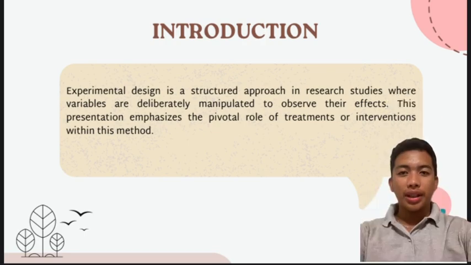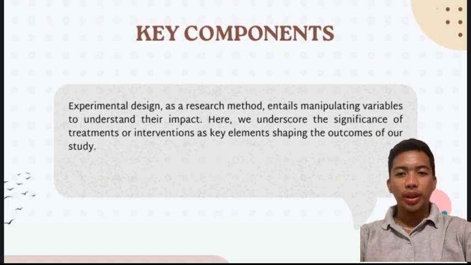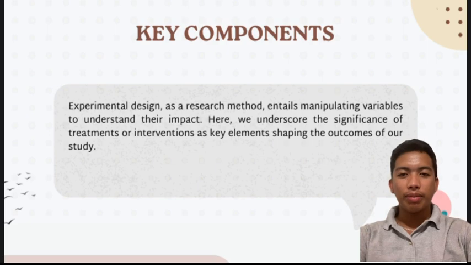Experimental design as a research method entails manipulating variables to understand their impact. Here, we underscore the significance of treatments or interventions as key elements shaping the outcomes of our study. Think of experimental design as the architect's blueprint in research. It's our method of tweaking variables intentionally, like adjusting the gears of a clock, to see how they affect the bigger picture. In this presentation, we're highlighting the steering role of treatments or interventions. They're not just players in the experiment, but the directors, shaping the storyline and outcomes of our study.